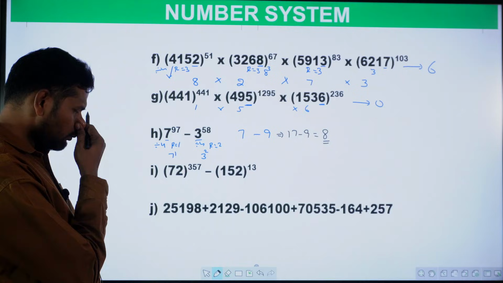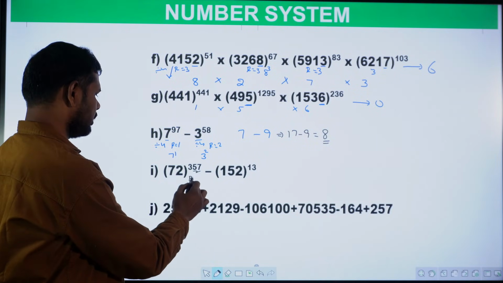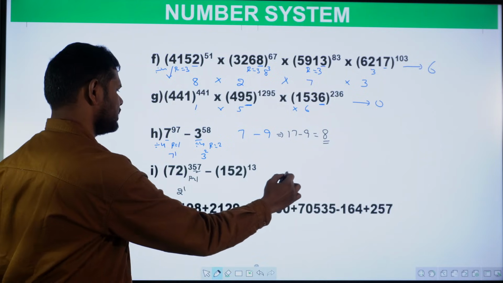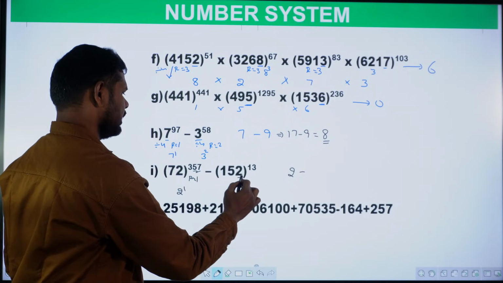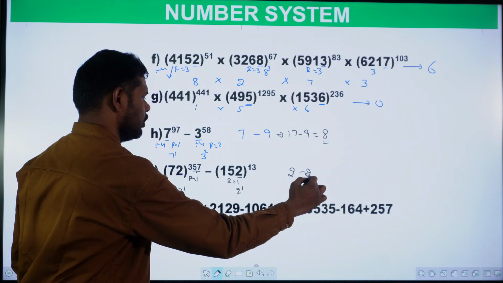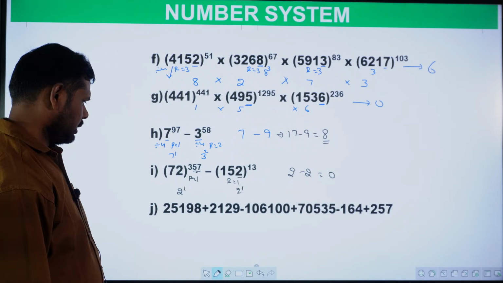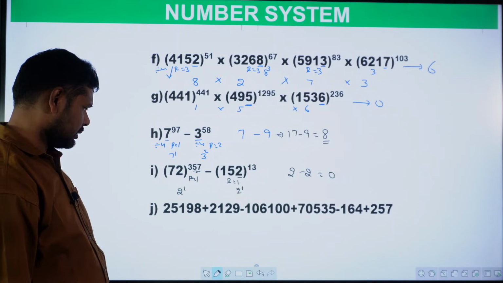Next. Again 2 power. So 57 is divided by 4. We get remainder 1. Then 2 power 1, units place is 2, minus. Here 13 divided by 4, again we get remainder 1, 2 power 1, units place is 2. 2 minus 2, the units digit is 0. That is the answer. This is sum and difference, clear.